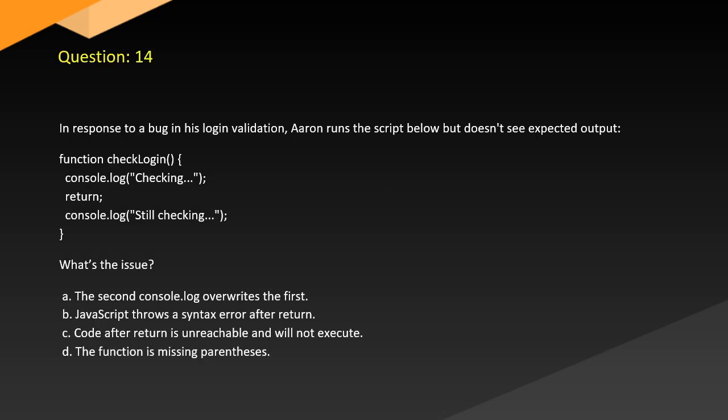Question 14. In response to a bug in his login validation, Aaron runs the script below but doesn't see the expected output. Function checkLogin: console log checking, return, console log still checking. What's the issue? A. The second console log overwrites the first. B. JavaScript throws a syntax error after return. C. Code after return is unreachable and will not execute. D. The function is missing parentheses.